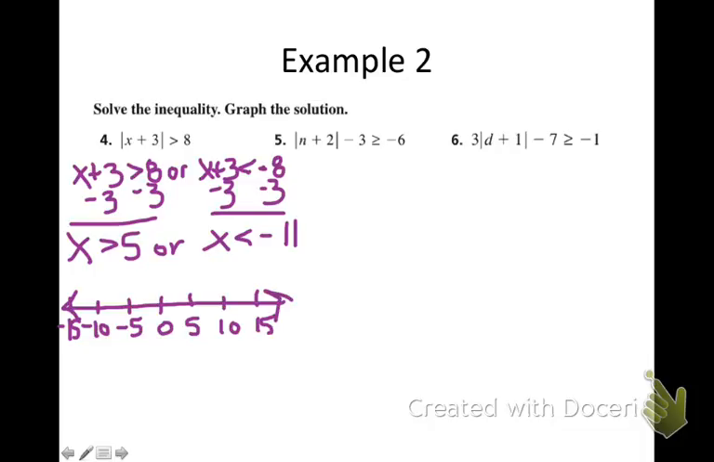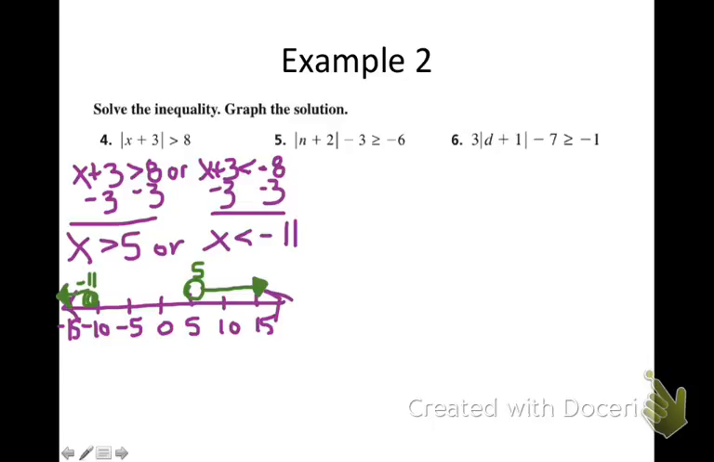Okay, so if x is going to be greater than 5, we'll have an open circle at 5, and it'll point to the right. And if x is less than negative 11, it'll be an open circle, and it will point to the left. So you might want to write what those numbers are above them, that's fine. But remember that these OR compound inequalities go beyond. So they're the OR inequalities.